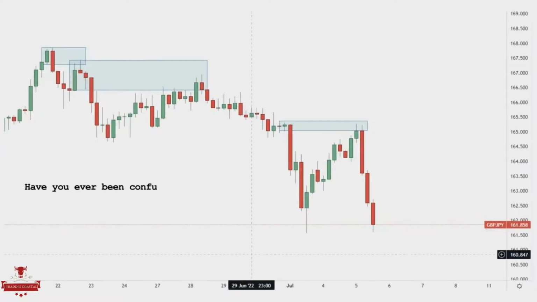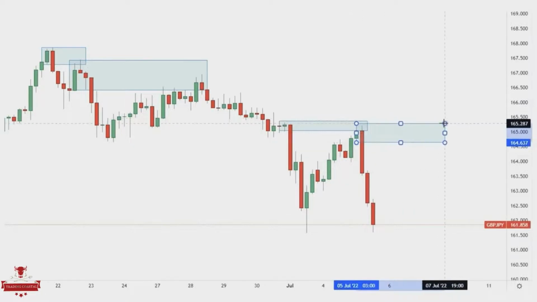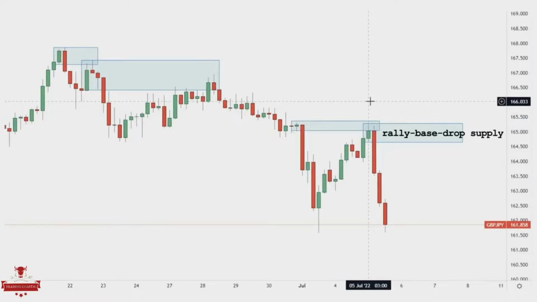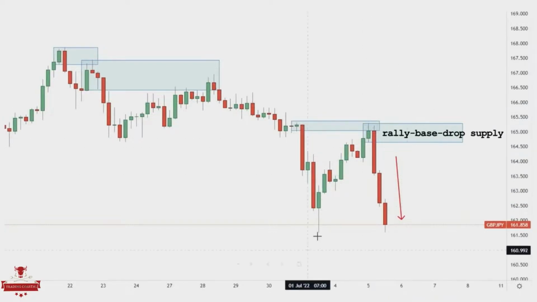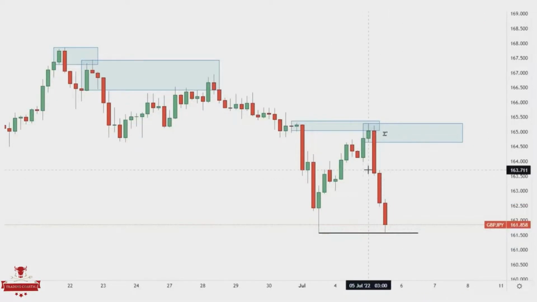We are highlighting the supply zones that drove the bearish trend. And there we have the last supply with a strong bearish drop. This is a rally, base, drop, supply type. We are highlighting the last lower low level and waiting for price to break below it.